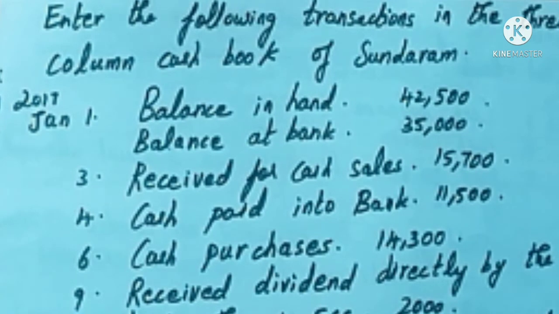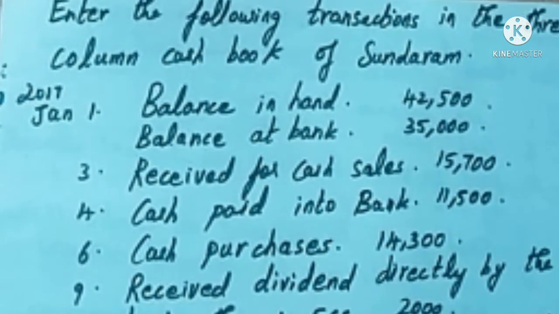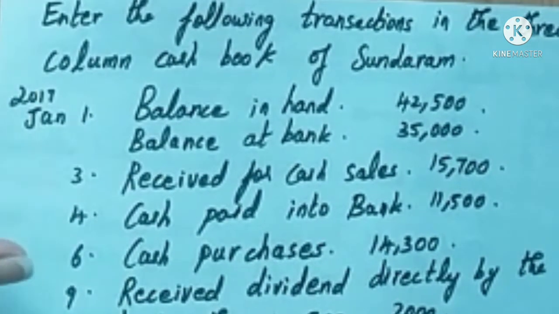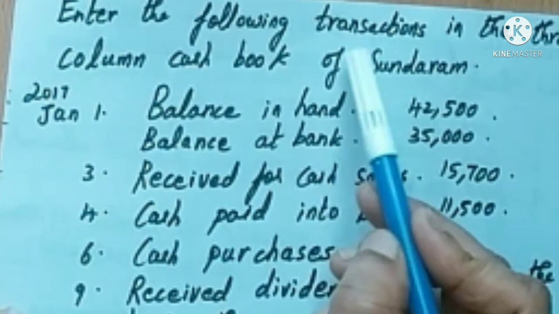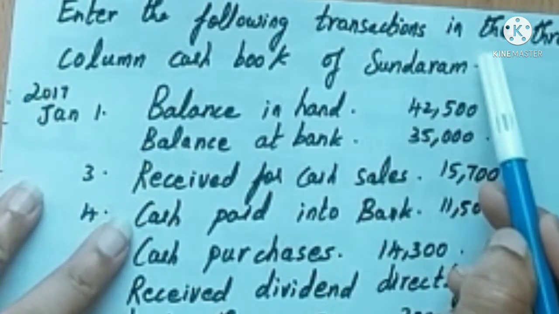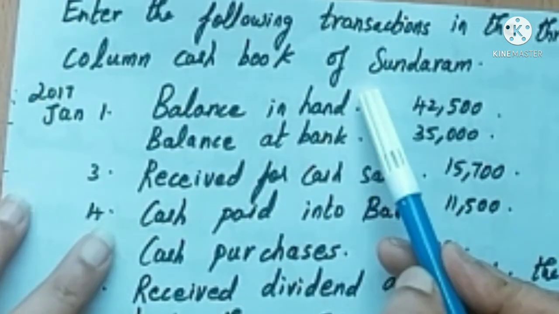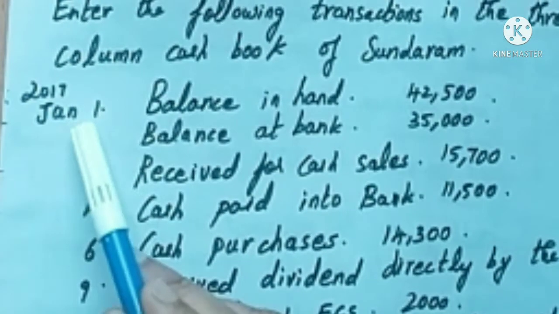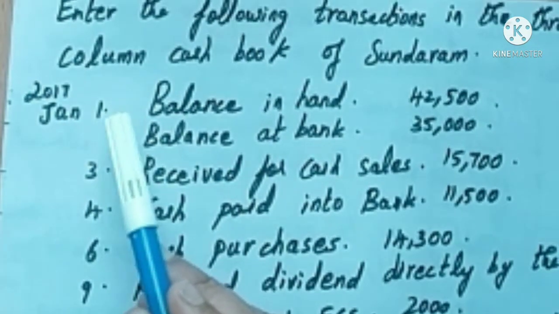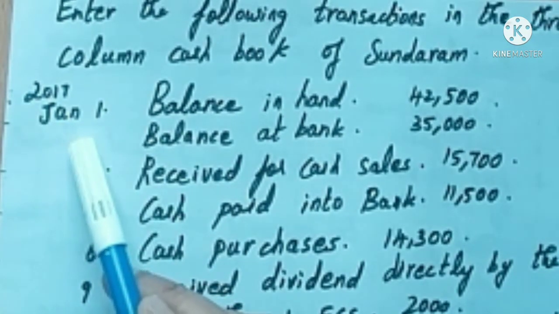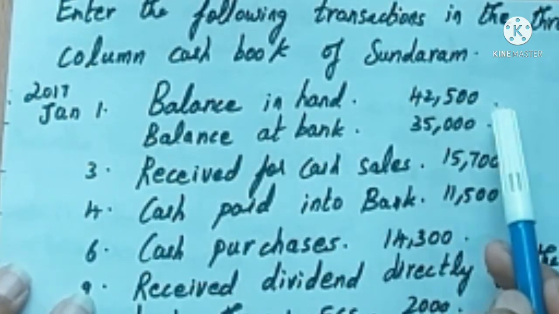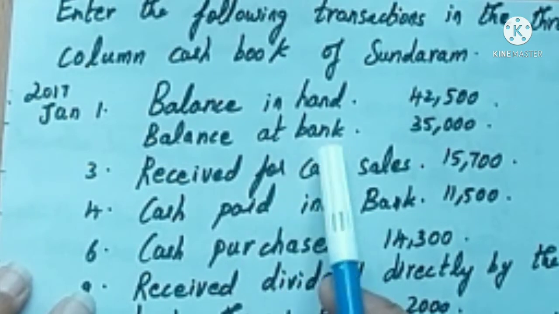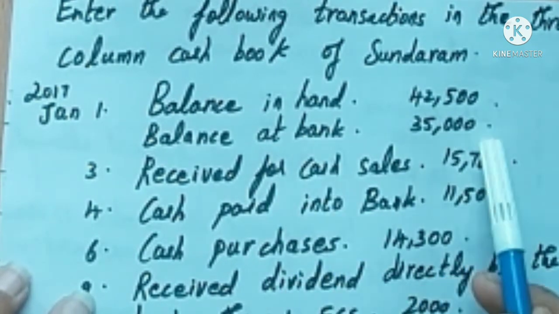Let's see an example to understand how to prepare triple column cash book. Enter the following transactions in the three columnar cash book of Sundaram. Date of the transaction 2017 January 1st. Balance in hand 42,500. Balance at bank 35,000.